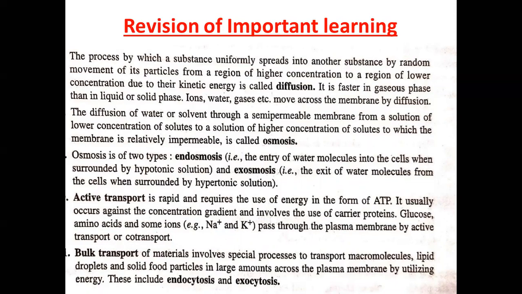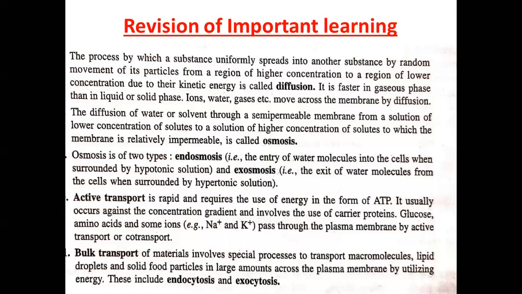The diffusion of water or solvent through a semi-permeable membrane from a solution of lower concentration of solutes to a solution of higher concentration of solutes, to which the membrane is relatively impermeable, is called osmosis. Osmosis is of two types: endosmosis, that is the entry of water molecules into the cells when surrounded by hypotonic solution, and exosmosis, that is the exit of water molecules from the cell when surrounded by hypertonic solution.